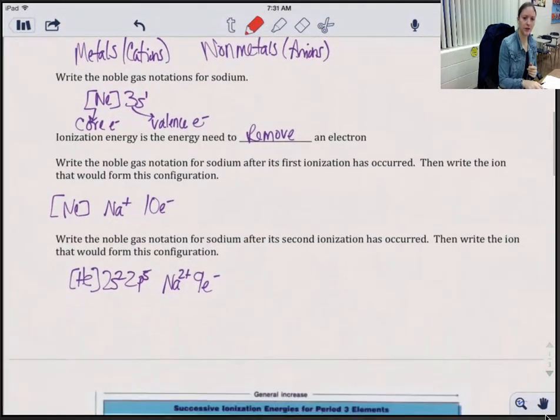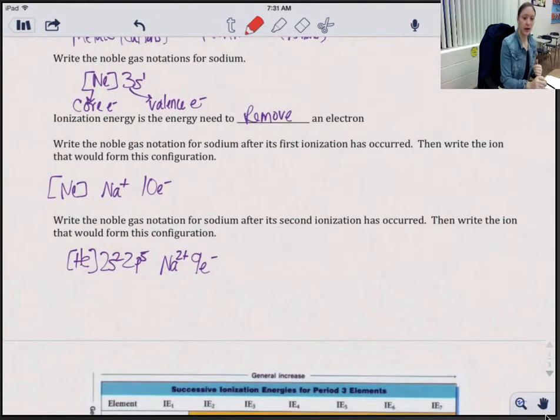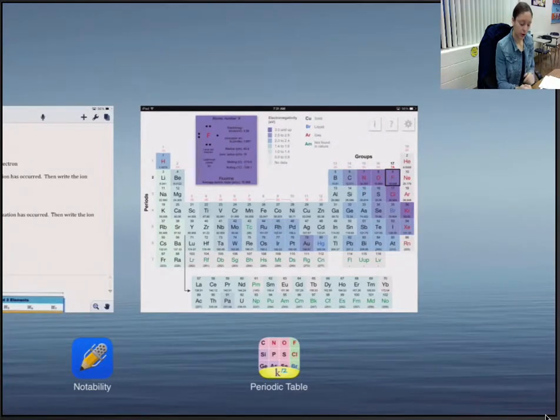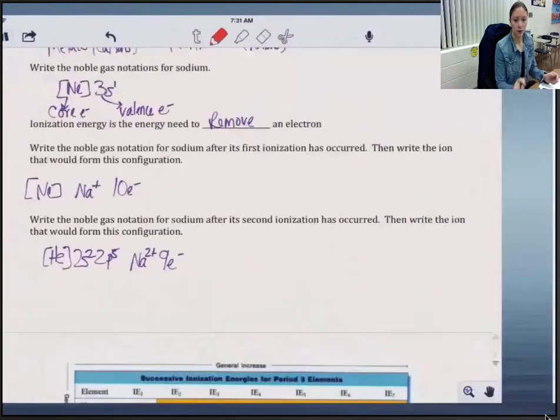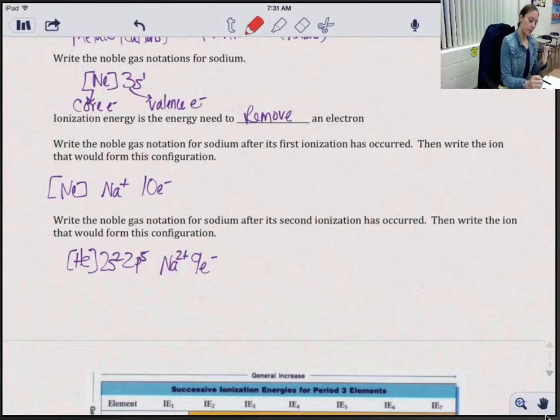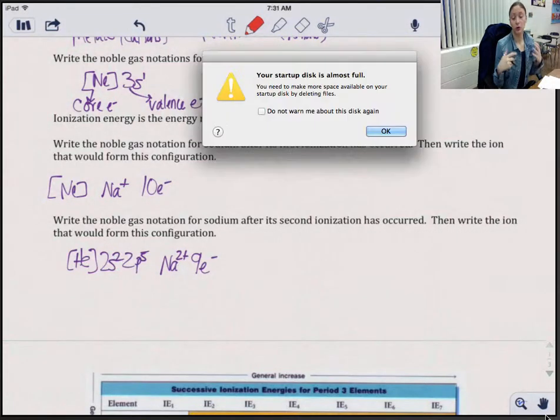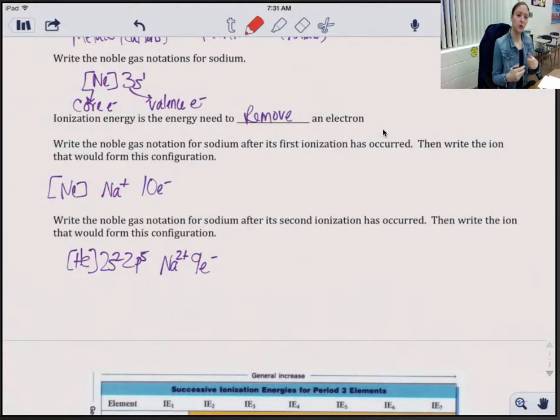So I read the noble gas notation for sodium. Sodium is Ne 3s1. It has 11 electrons. Ne is that previous noble gas, and there's sodium with its 11th electron, going in the third row: 3s1. The reason we do these noble gas notations is because it helps tell us where the core electrons are. The rest of that is valence. So sodium has one valence electron.